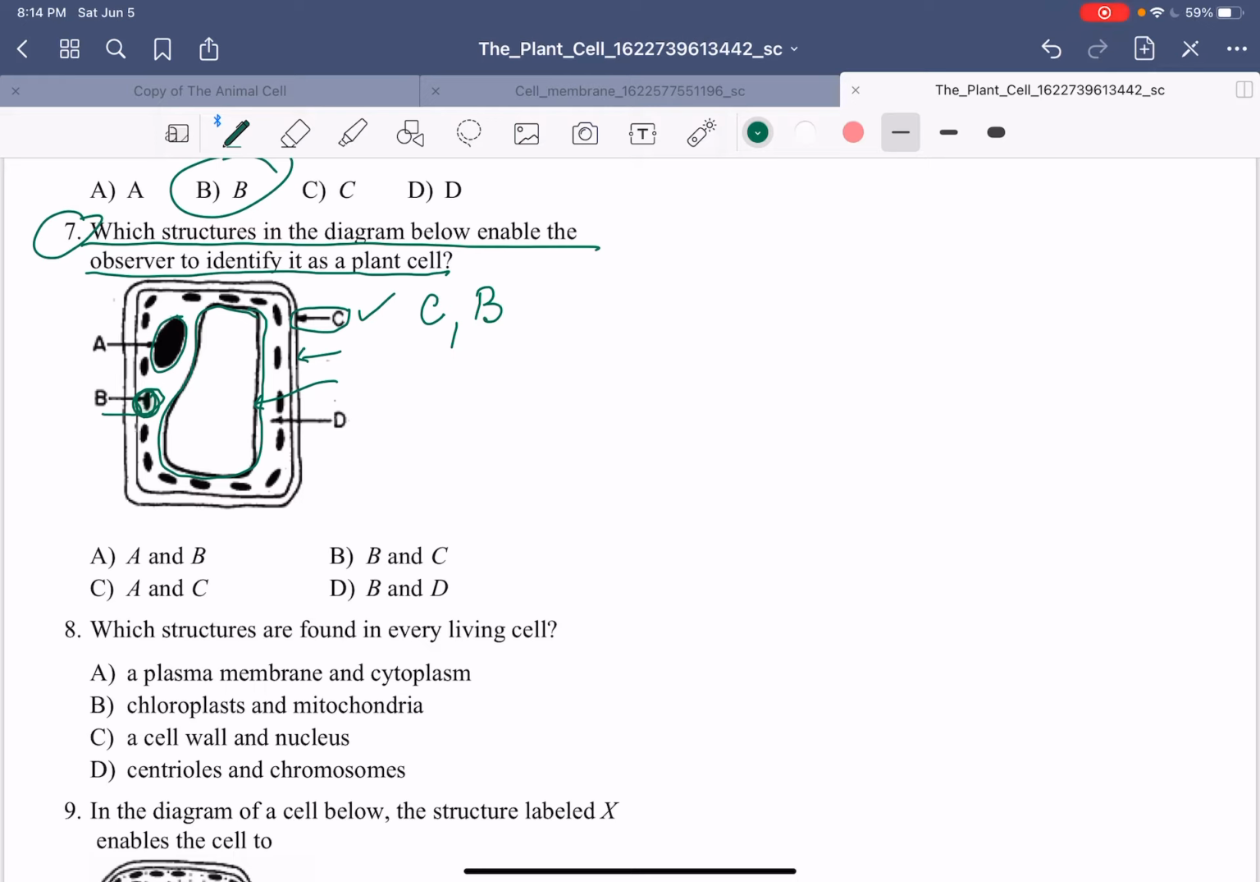Animal cells have a nucleus. Animal cells have a cytoplasm, which is what D is labeling. Remember, we labeled this earlier, this particular plant cell. So it's C and B. It's not this one, not this one. Okay, so our answer is B.